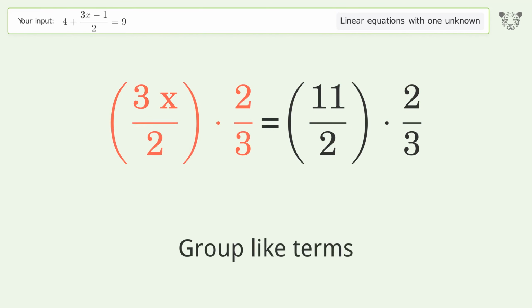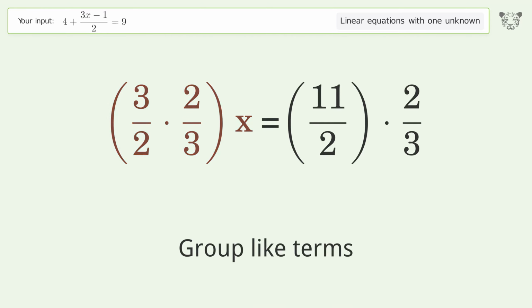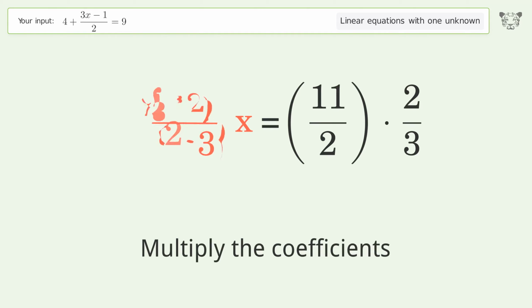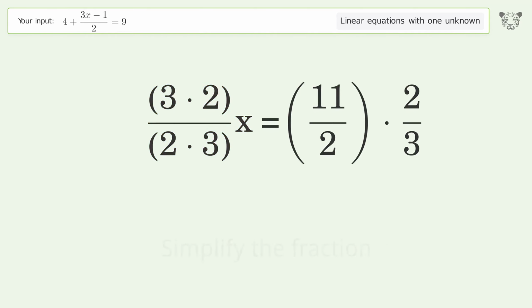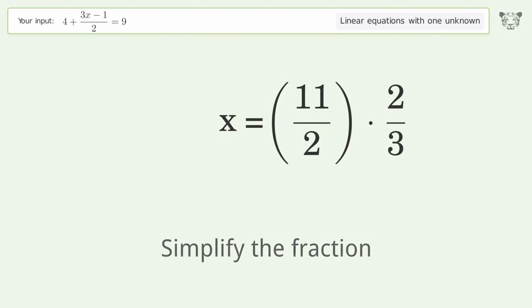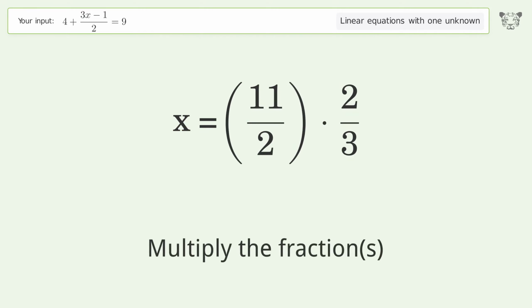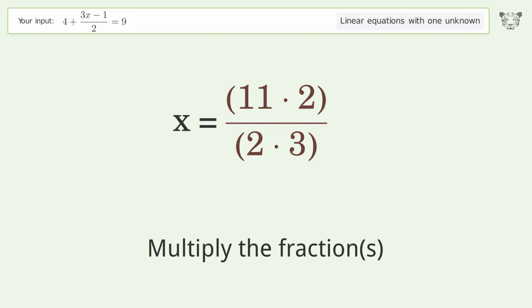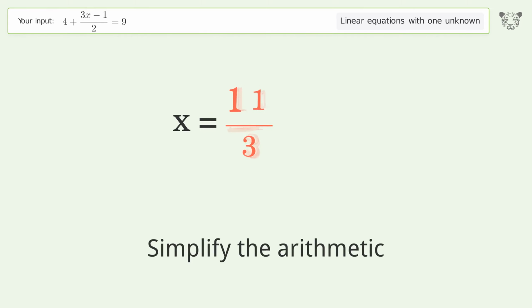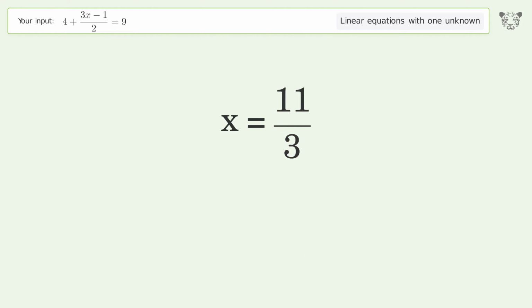Group like terms. Multiply the coefficients. Simplify the fraction. Multiply the fractions. Simplify the arithmetic. And so the final result is x equals 11/3.